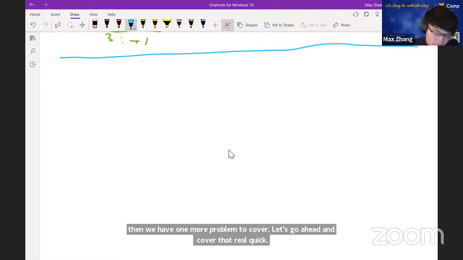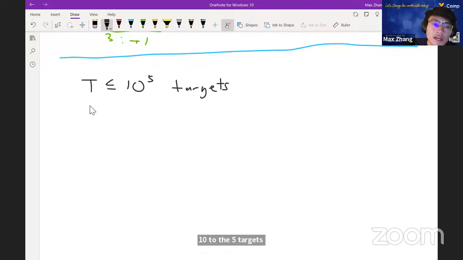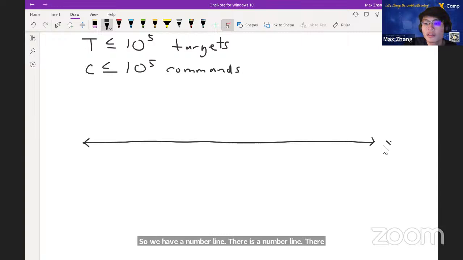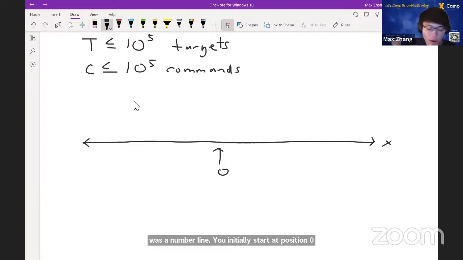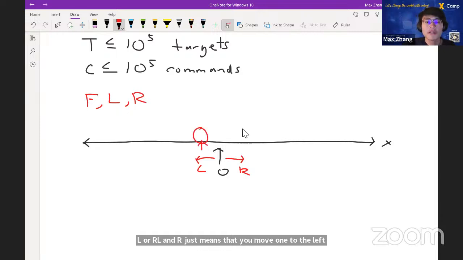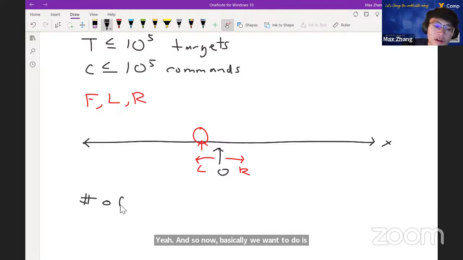The third problem was about target practice. In this problem, we have N less than or equal to 10 to the 5 targets and C less than or equal to 10 to the 5 commands. There is a number line. You initially start at position 0, and then you go through all the commands one by one. You have a string of commands, and each one can be one of three options: F, L, or R. L and R just mean that you move one to the left or one to the right. And F means that you fire at the current position, and if it hits a target, then you hit a target.